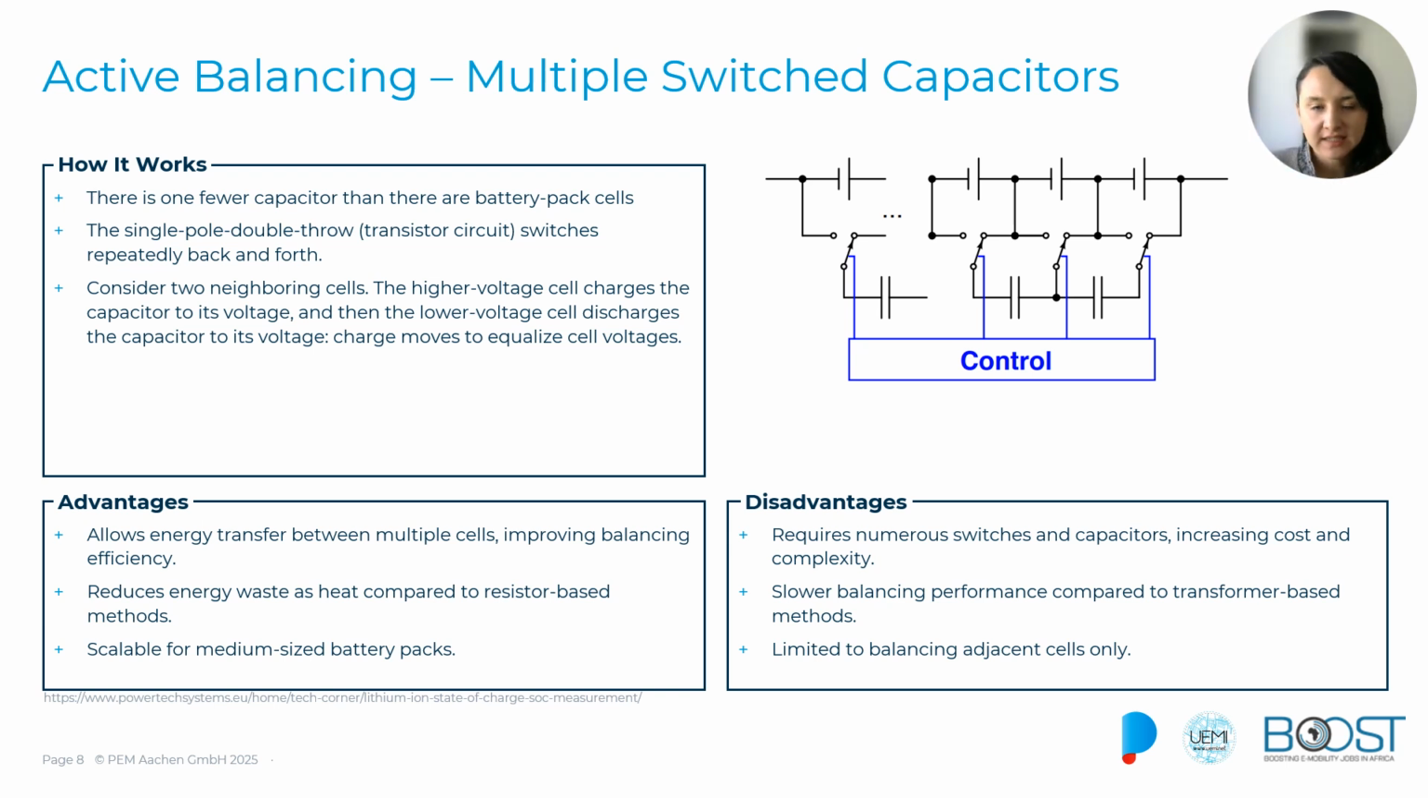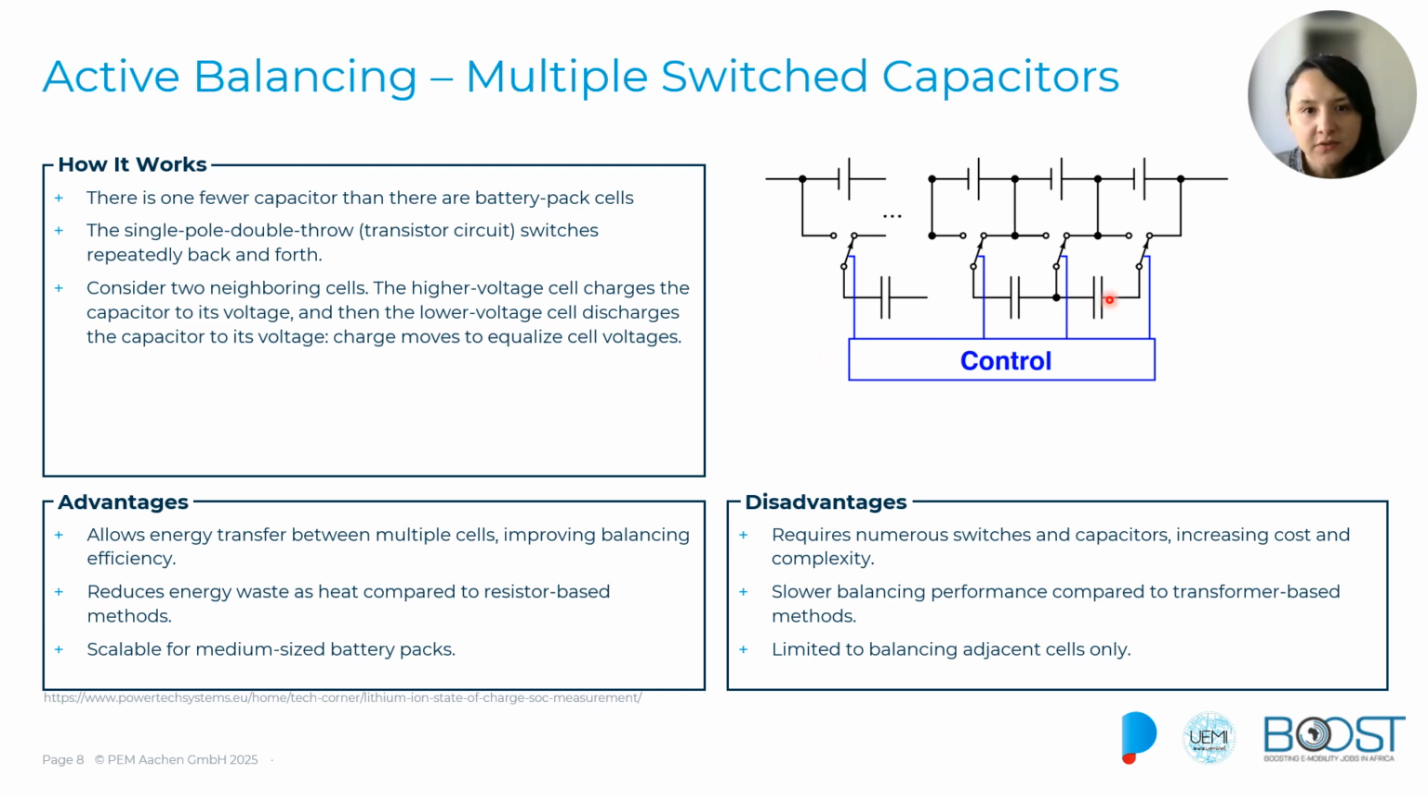Now let's move to the active balancing techniques, and we will start with the multiple switched capacitors method. In this case, unlike passive balancing, which dissipates the excess of energy as heat, in active balancing, as was explained, we will try to redistribute the energy from those cells that have more energy to those that have less energy, eliminating the waste of energy. So in this approach, as you can see, we have an array of capacitors and also an array of switches that are used to transfer the energy between cells inside of our battery pack.